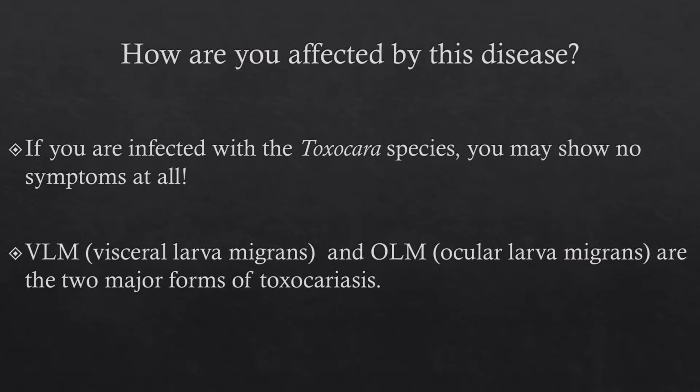Okay, so how are you affected by this disease as a human if you contract toxocariasis? If you are infected with the Toxocara species, you may not even show any symptoms at all. There's 2 major forms of toxocariasis. Their terms are VLM and OLM. VLM is visceral larval migrans, and OLM is ocular larval migrans.